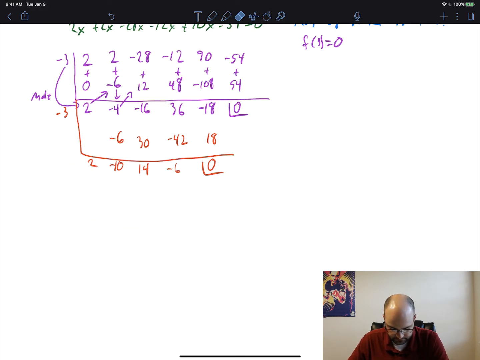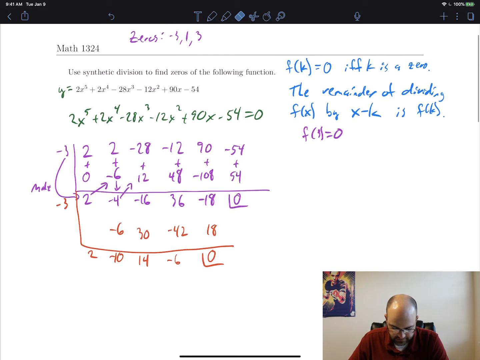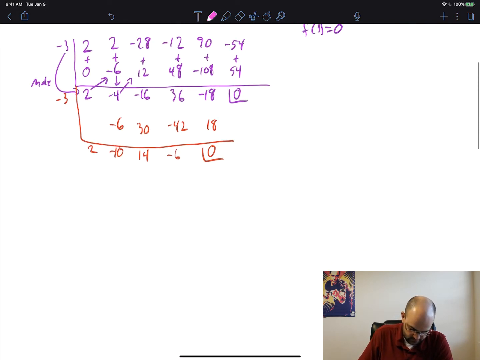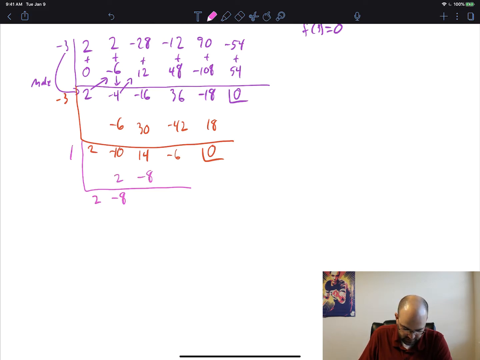Okay, good. So I just proved that negative 3 is a 0. In fact, I did it twice. Now let's look at the 1. Bring down the 2, multiply, add, multiply, add, multiply, and add. Awesome. And yes, the 1 is in fact used as a 0 one more time.